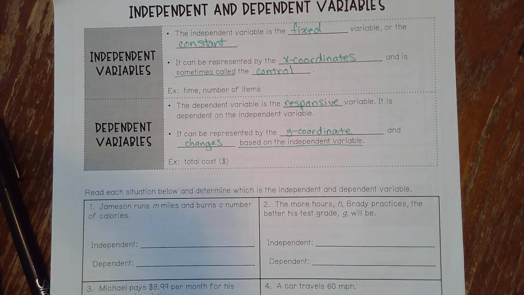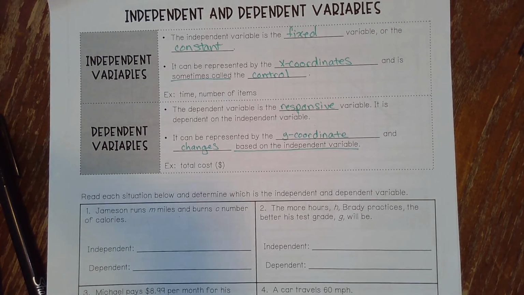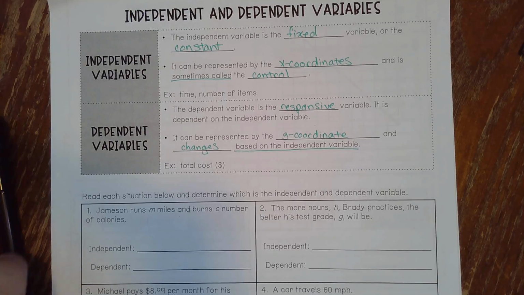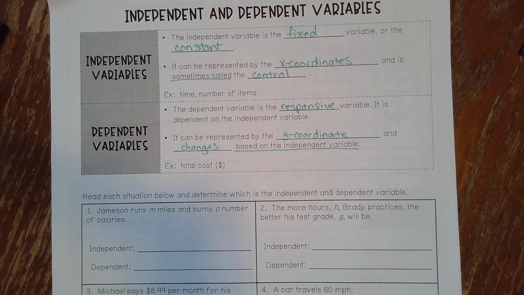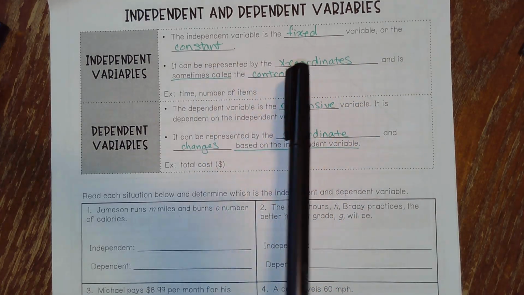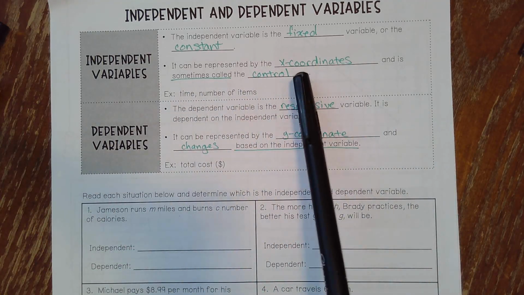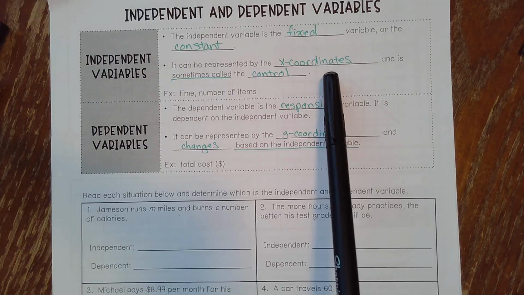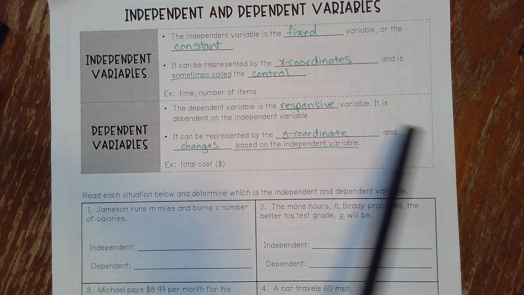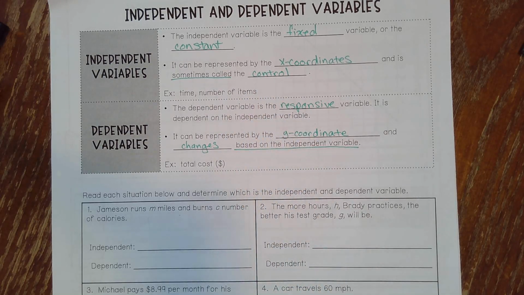Okay, so here we're going to be talking about independent variables. At first they can be a little bit intimidating, but they're really not that bad. Your independent variable is your fixed variable, or the constant, right? The same rule that always applies, or the thing that stays the same no matter what. It's represented by your x coordinates, which is your independent variable is always going to be on your x-axis. That's really important to know, and it's sometimes called the control.